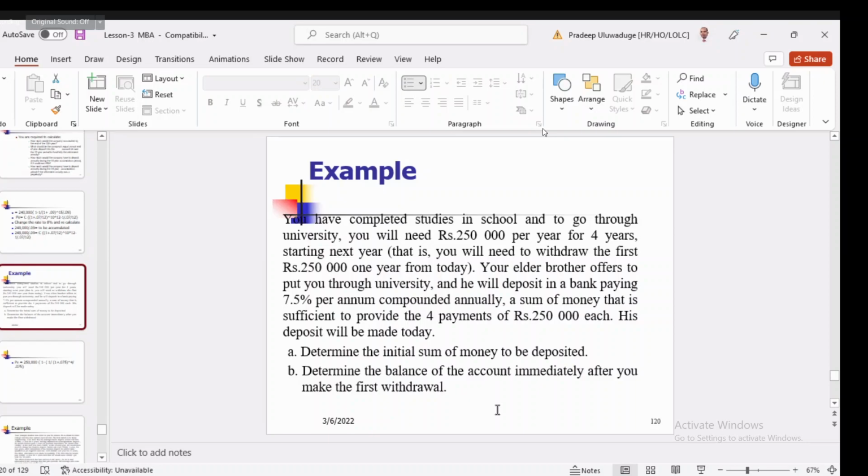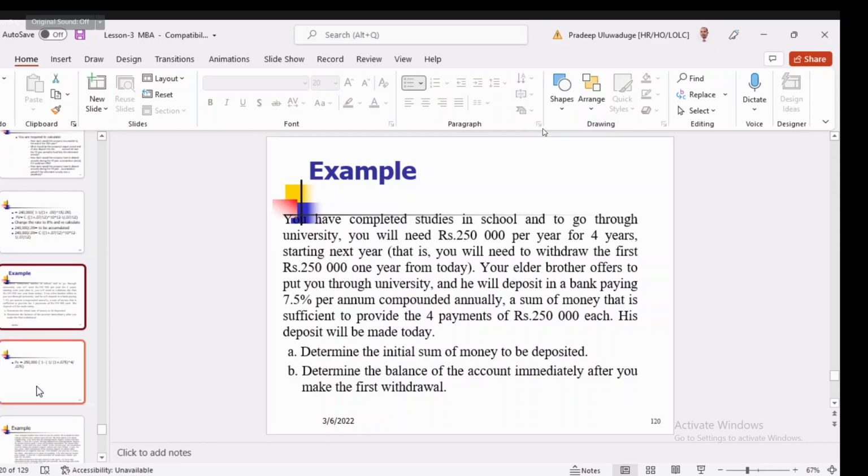Determine the initial sum of money to be deposited. Determine the balance of the account immediately after you make the first withdrawal. Right. So you need 250,000 per year for 4 years starting next year. So your withdrawal will be 1 year from today, which makes it the ordinary annuity, right? So you need four equal payments. The first will be after 1 year, so it's an ordinary annuity. You can calculate the present value of the annuity. Right? This is the amount of money you need.